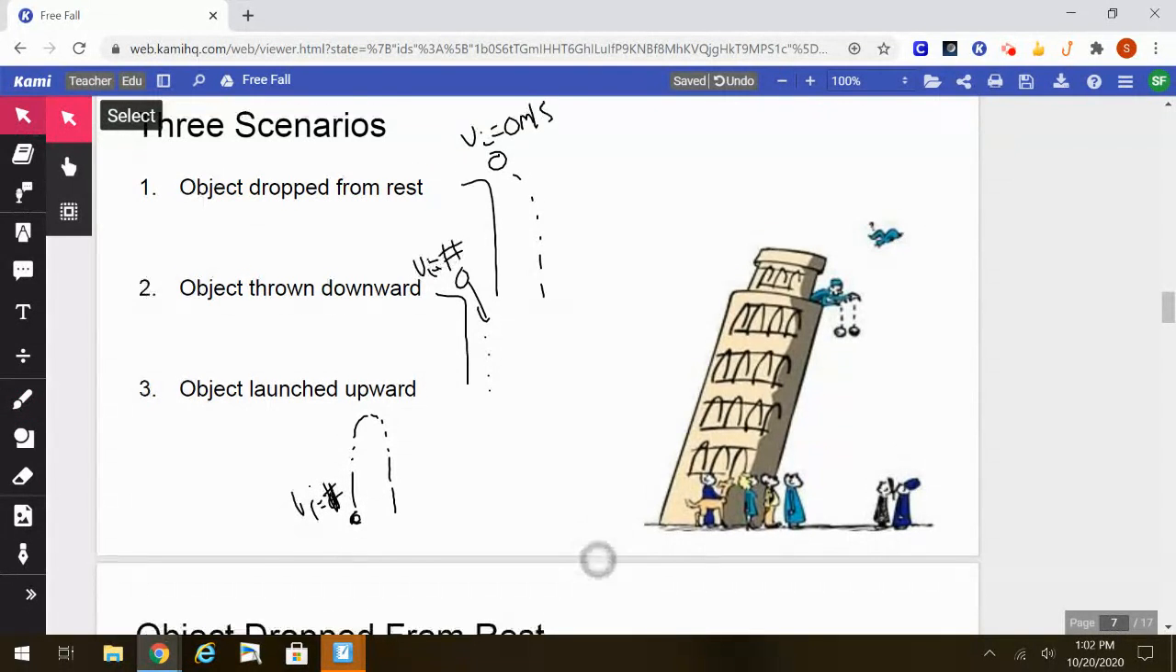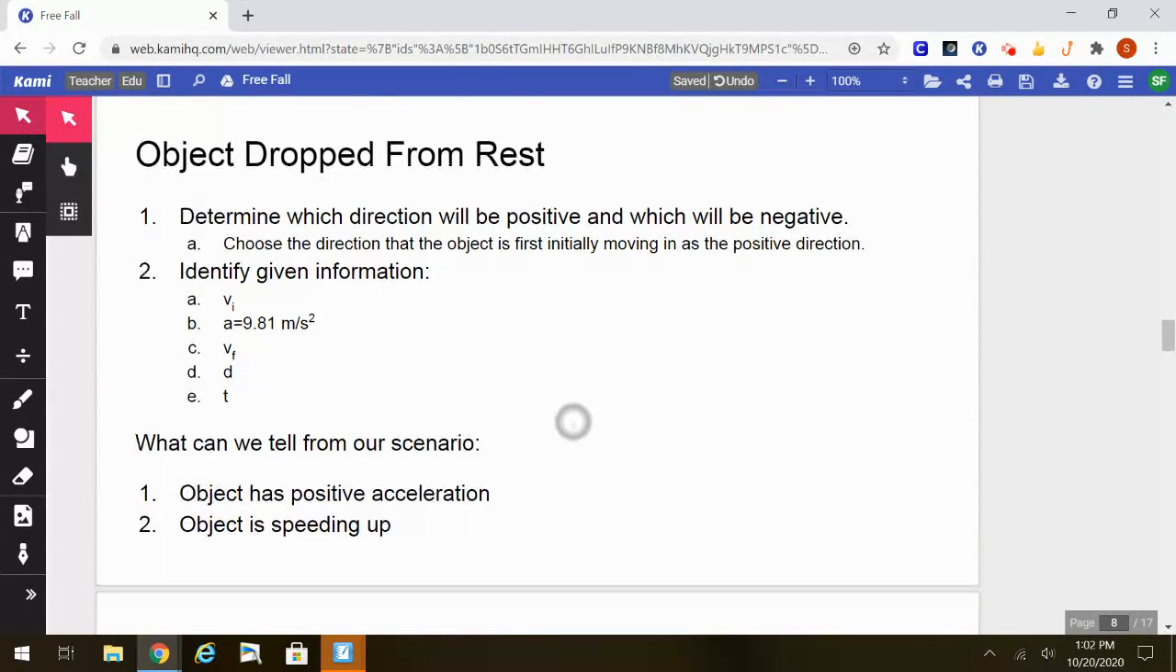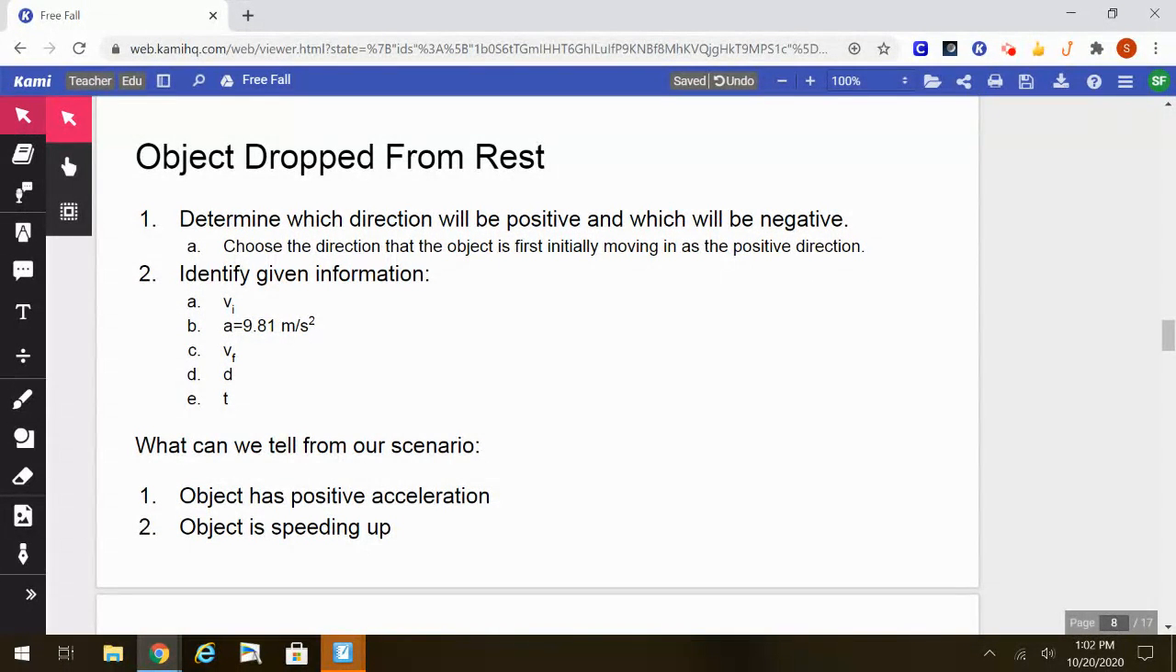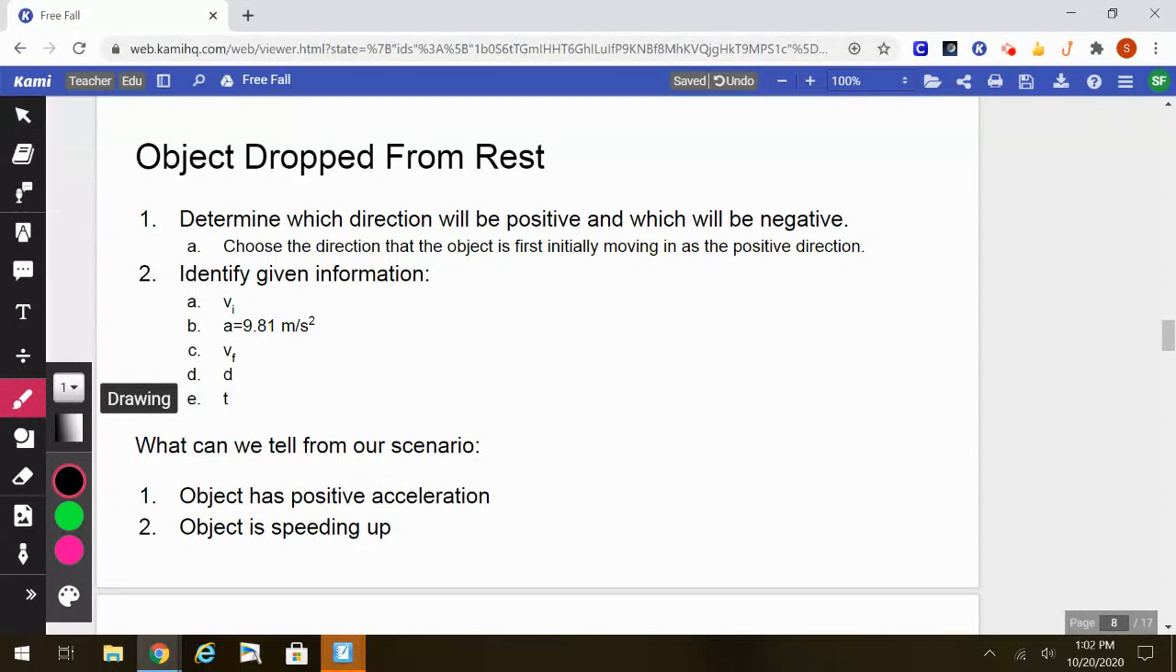Those are our 3 scenarios. Well, let's talk about scenario 1. An object dropped from rest. So first thing you must do is determine which direction will be positive and which direction will be negative. So you have your object here, right?